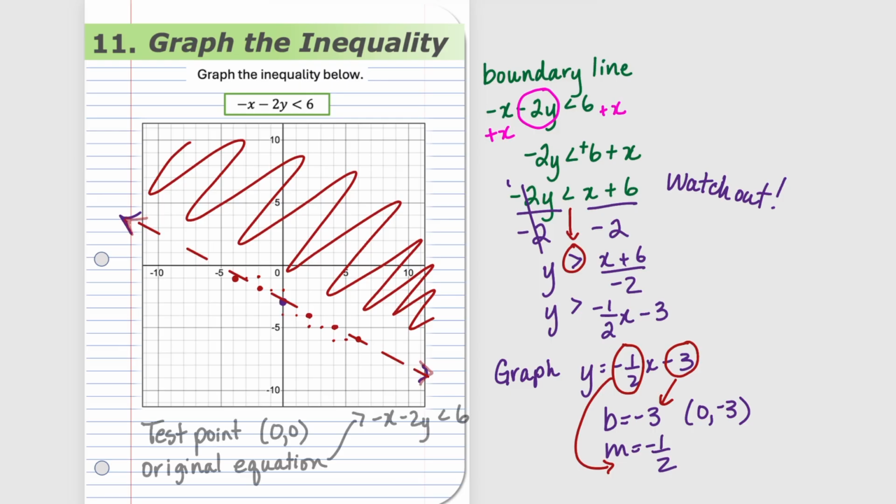Next step, choose a test point. 0, 0 is a great one. It's part of the solution, and we'll use the original equation to check if it holds true. Plug in a 0 for the x, 0 for the y. Is that less than 6? 0 is less than 6. Is that true? Yep, that's true. We know that we shaded the right section.